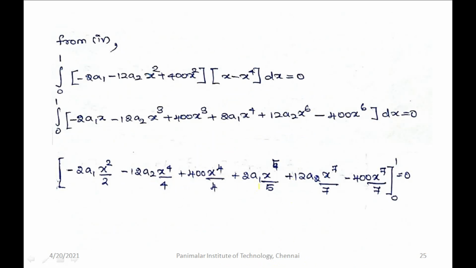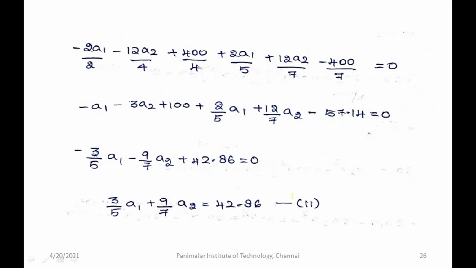Similarly, using the weight function 2, so integral 0 to 1 r of x times x minus x to the power 4 is the weight function 2, and do the integration, then equal to 0. So now multiply this x minus x to the power 4 with r of x, we will get again 6 terms. Integrate all the 6 terms, and after that you apply the limits. After applying the limits you simplify this equation. Final equation is coming as 3.5 a1 plus 9 by 7 a2 is equal to 42.86, like that. So using calculator we can solve these two equations.